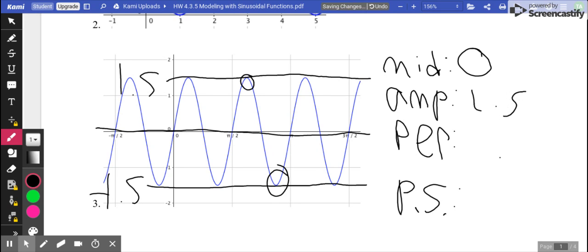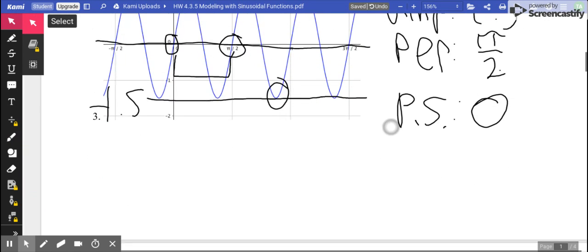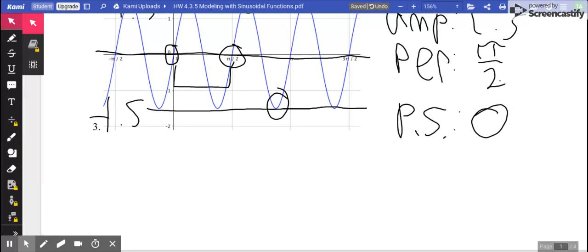And the period is how long a whole segment is. Since this looks like a sine graph because it starts here on the midline, goes up, comes down, and then ends about here, this is about one whole segment. And we see that that length is exactly pi over 2. So one period is pi over 2. And the phase shift, well, it starts right there on the origin, so there is no phase shift. It doesn't move. All right, and with this information, we can pretty easily build an equation to match it.